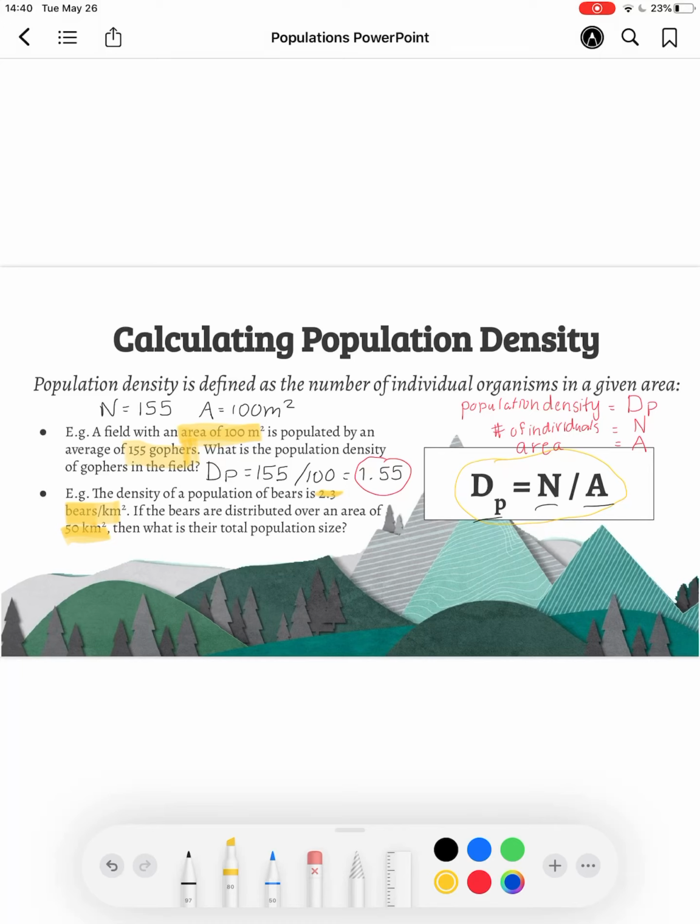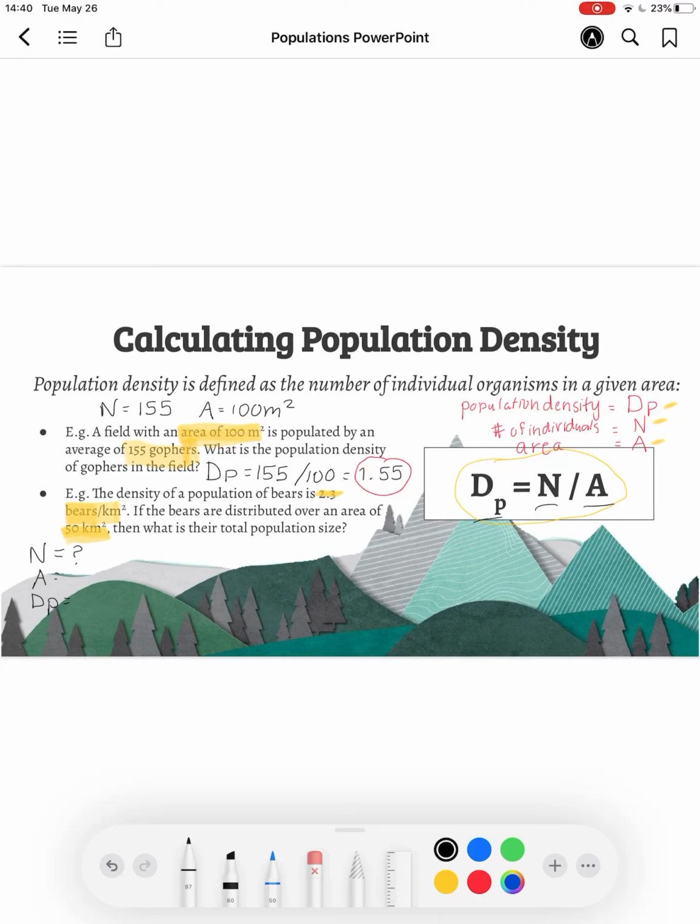If we look at over here, which one is talking about population size? That would be our number of individuals, because that is our size of our population. Not our density, but our size. So this question is looking for N. So our N is the thing that we don't know. Our A and our dP are given to us in the question.